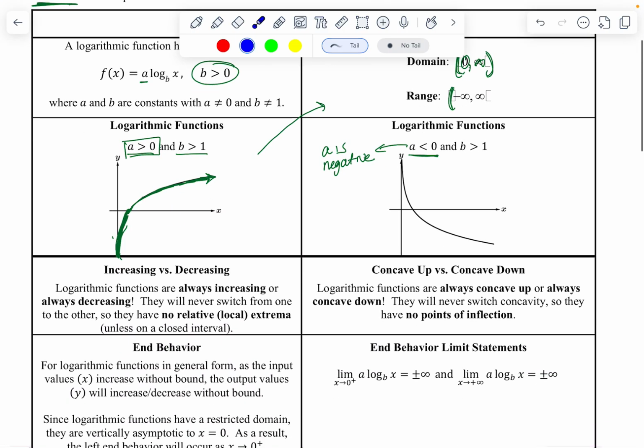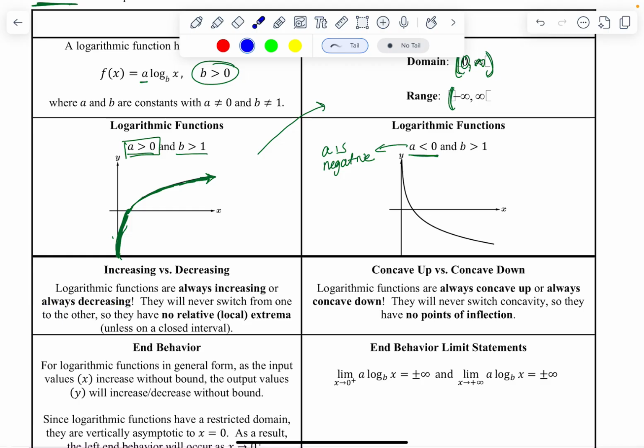So let's go back and review increasing versus decreasing. Log functions are always increasing or they are always decreasing, similar to exponential functions. They will never switch from one to the other. Like a parabola, which goes from decreasing to increasing, or a quartic function, or a cubic function, increasing, decreasing, increasing, back and forth. So they will never go back and forth. They will always either be increasing or always decreasing.